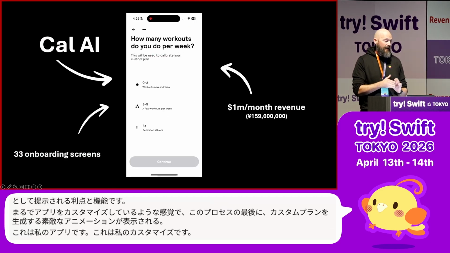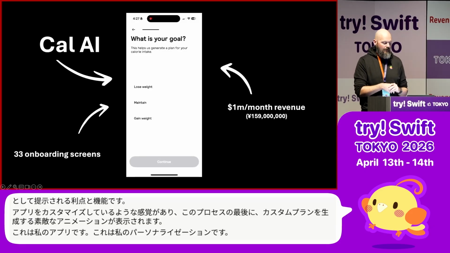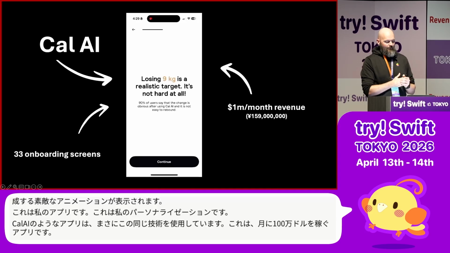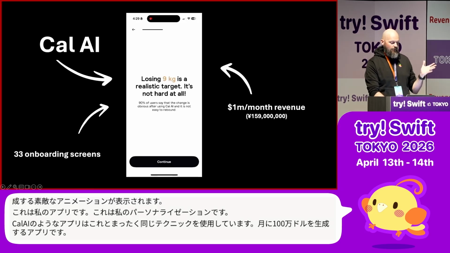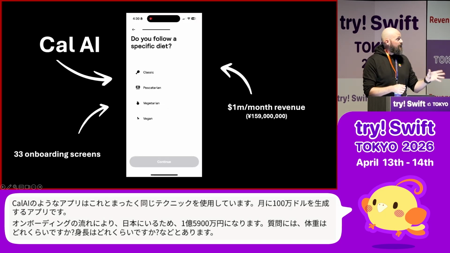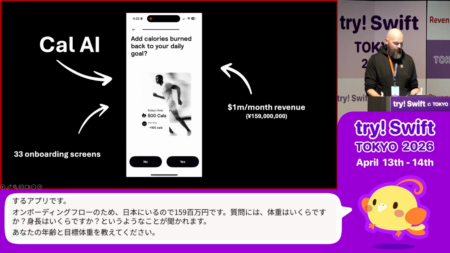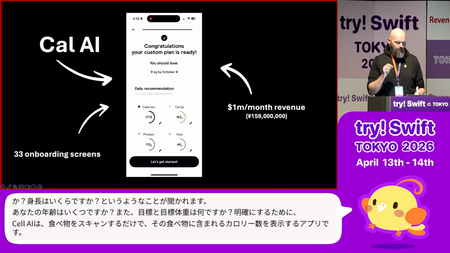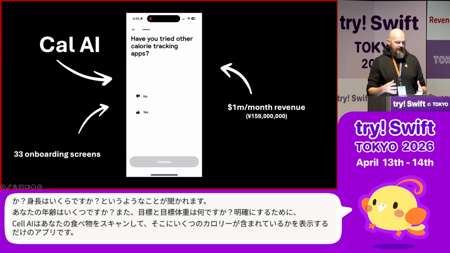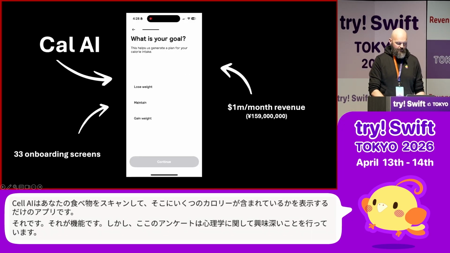Apps like Cal AI use this exact same technique. It's an app that generates $1 million a month, largely due to onboarding flow, because we're in Japan, 159 million yen. The questions ask things like, how much do you weigh? How tall are you? What's your age? And what's your goal and target weight? To be clear, Cal AI is an app that just scans your food and shows how many calories are in it. That's it. That's the feature. But the questionnaire here is doing something interesting with the psychology. They're digging down deep, into something personal, finding out the reason why you would want to use the app.